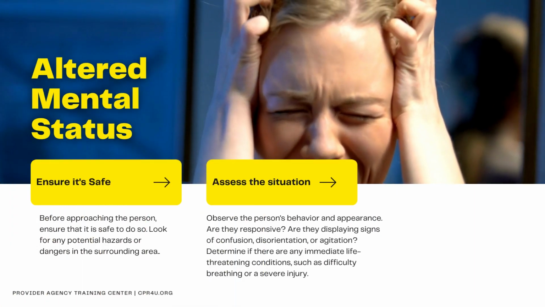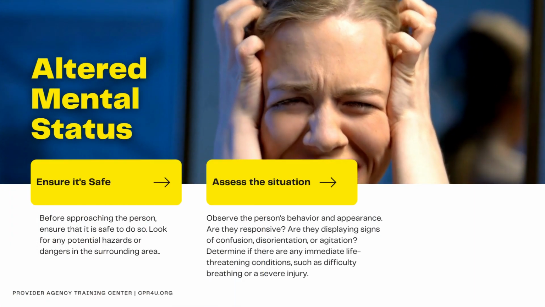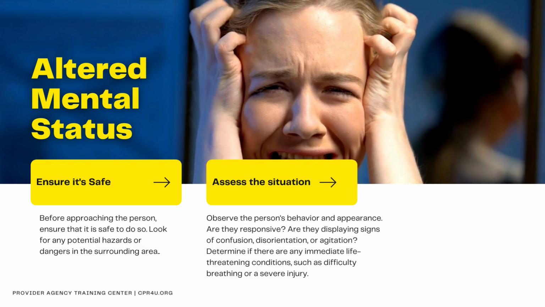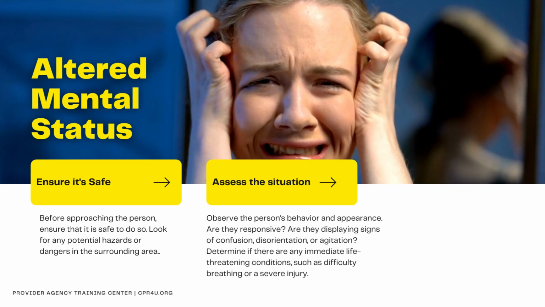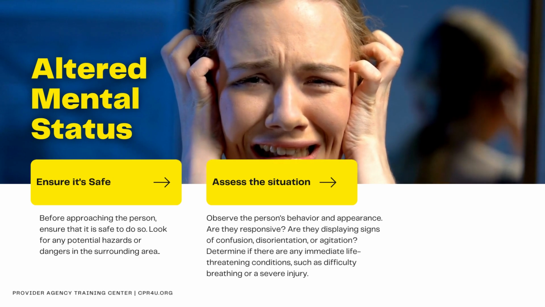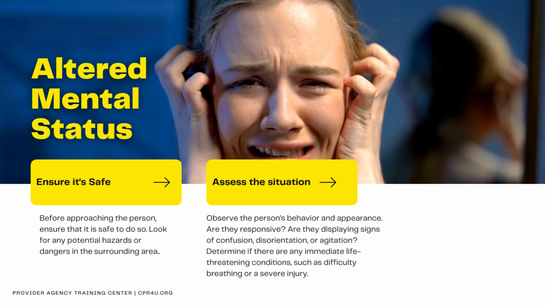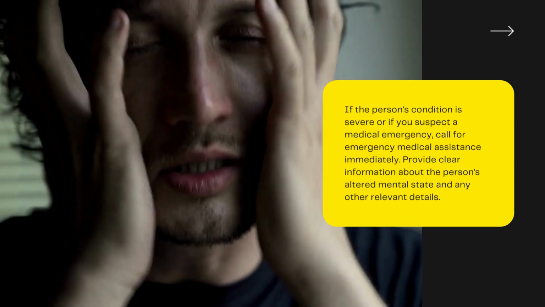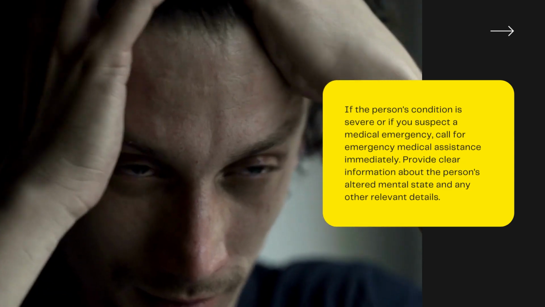First, ensure your safety and assess the situation. Observe the person's behavior and appearance. Are they responsive? Are they displaying signs of confusion, disorientation, or agitation? Determine if there are any immediate life-threatening conditions that could cause a severe injury. If the person's condition is severe or if you suspect a medical emergency, call for emergency medical assistance immediately. Provide clear information about the person's altered mental state and any other relevant details.